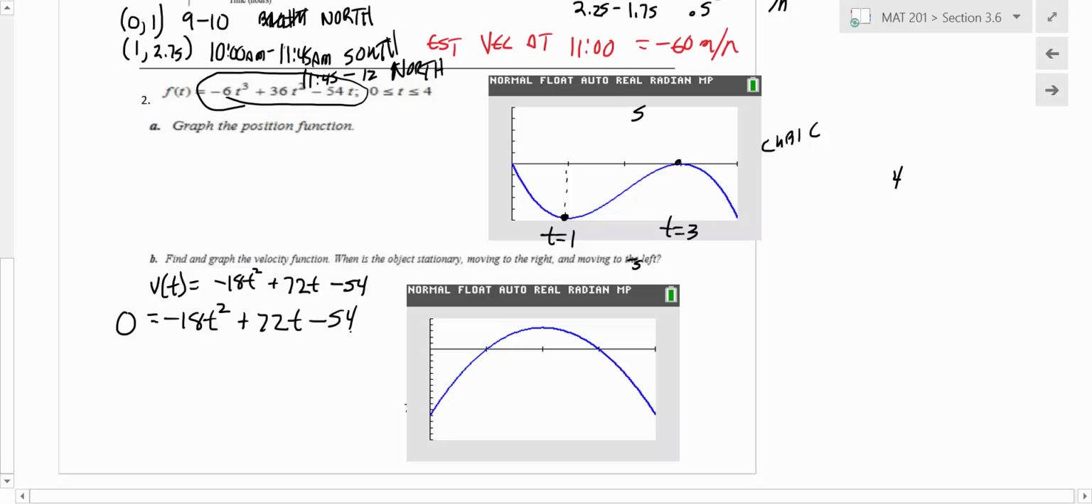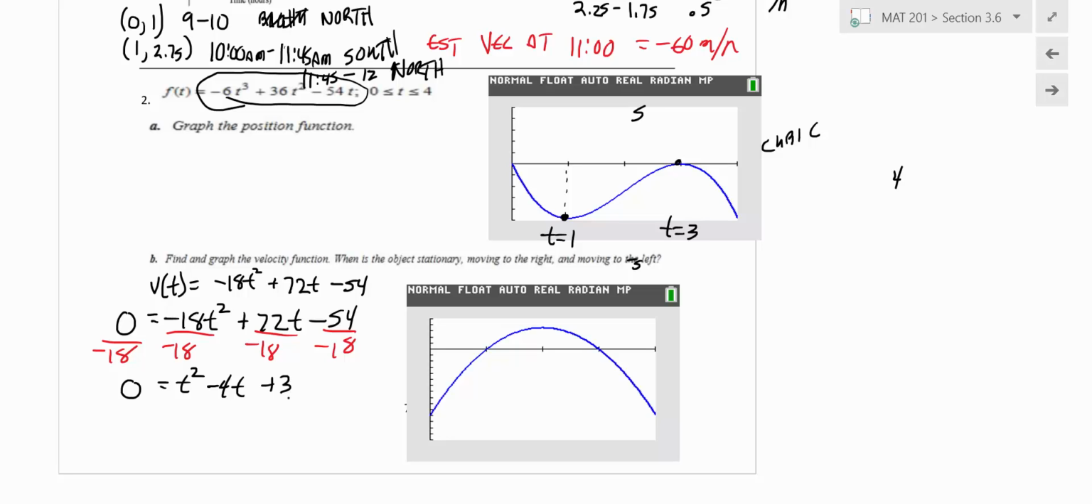Now let's see, this one I'm pretty sure everything divides by -18. So I'm going to go through and divide everything by -18. Okay, like that. So that's going to give me 0 equals t squared minus 4t plus 3. I divide by the negative because it makes factoring easier. I like that t squared term to be positive. That's just the way I do that.